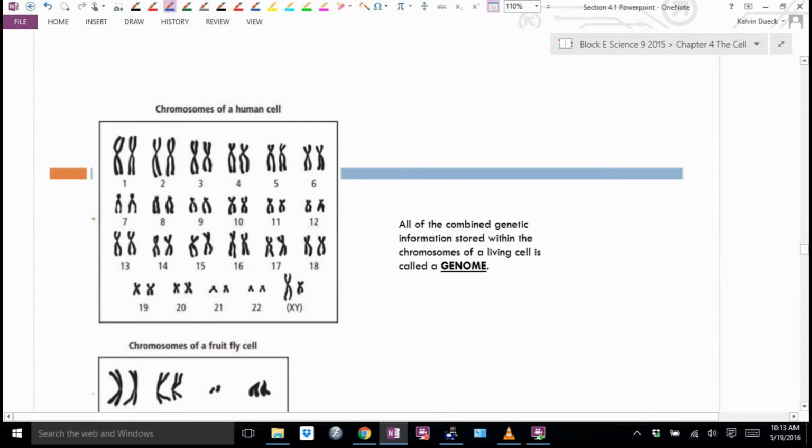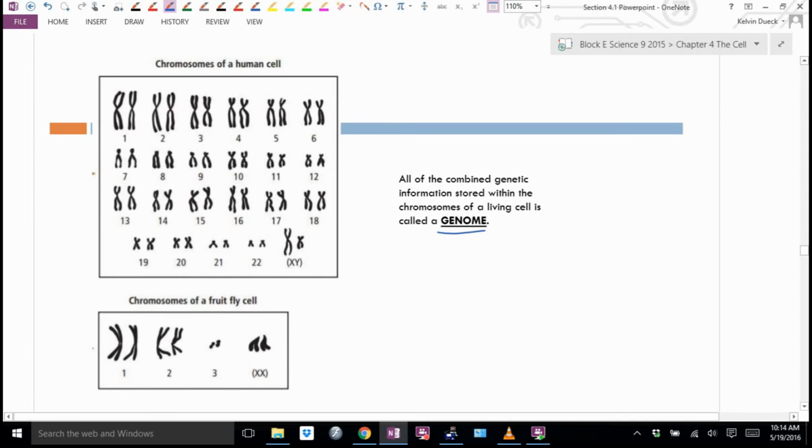Here's a picture. You can see they all look sort of like little joined V's or bow ties. They're symmetrical. All of the combined genetic information stored within the chromosomes of a living cell is called a genome. I don't know if I gave you that word in your notes, but you may have heard about the human genome. What we really mean is that's all the genetic code for humans that's stored in the chromosomes.